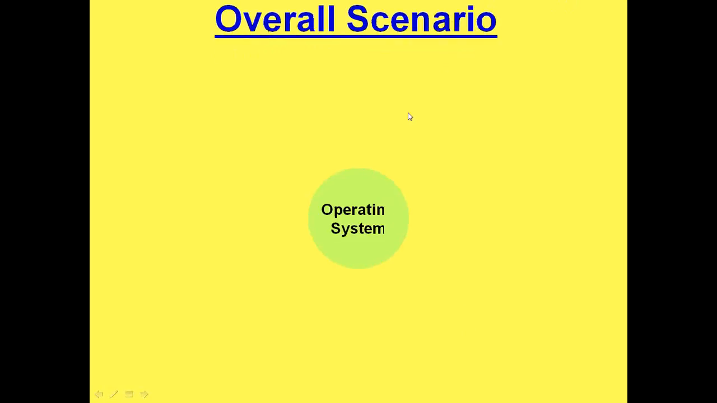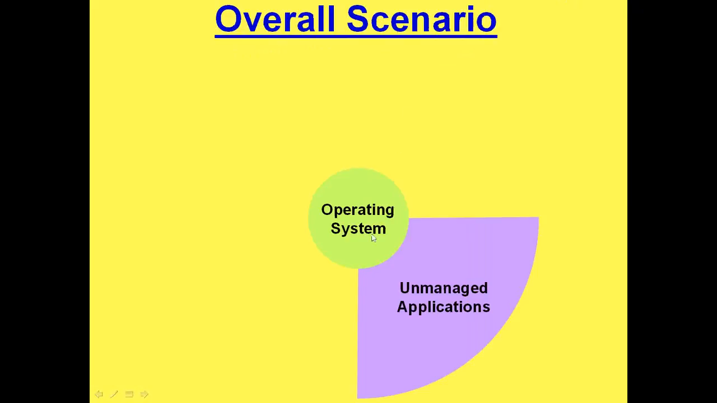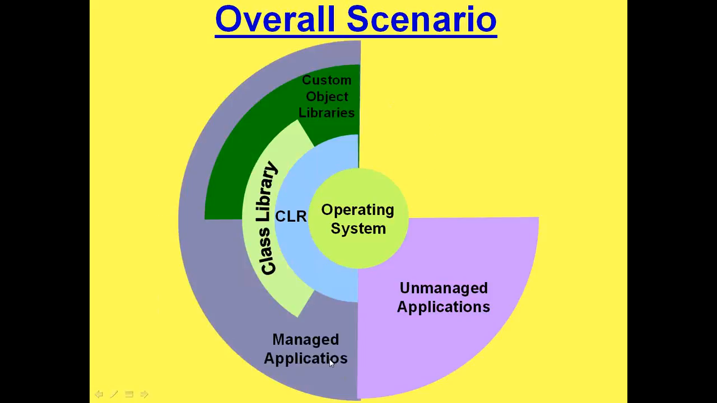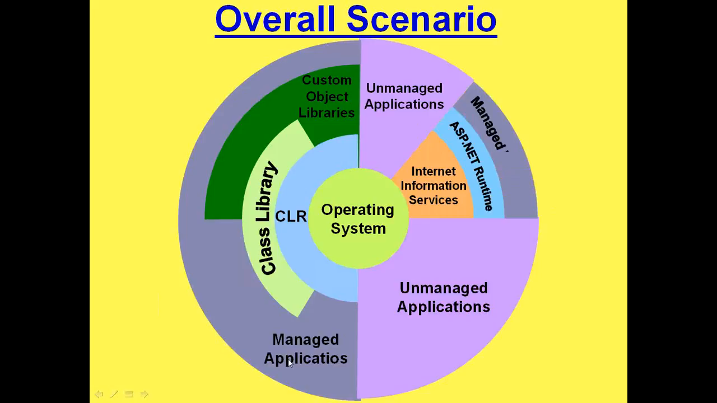So if you see, the major part of your operating system is occupied by unmanaged applications. Unmanaged applications are applications that do not run under the CLR. But we are working with managed applications. Managed applications are applications that run under the common language runtime, like C#.NET, VB.NET and ASP.NET applications. They are all called managed applications.